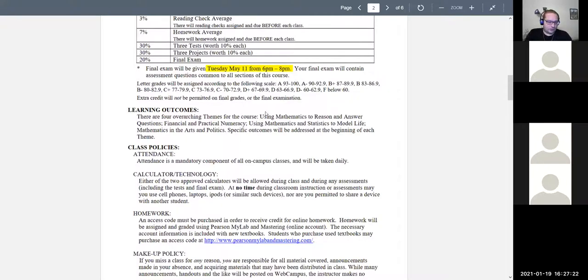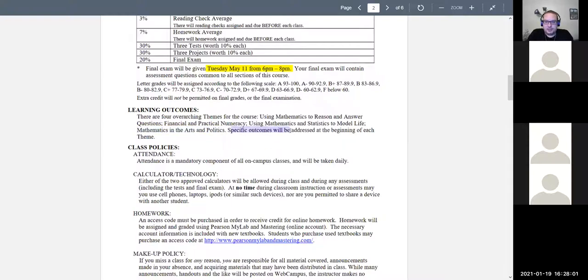Okay, let's continue on. So the learning outcomes. There are four overarching themes in this course. Using mathematics to reason and answer questions. That's what we will be starting with, although that is going to be a main theme throughout the entire semester. Financial and practical numeracy, using mathematics and statistics to model life, and mathematics and arts and politics, although this fourth one won't be as stressed as the previous three.